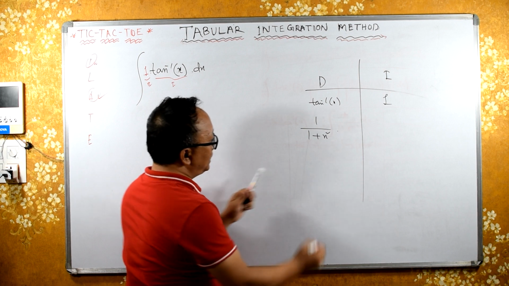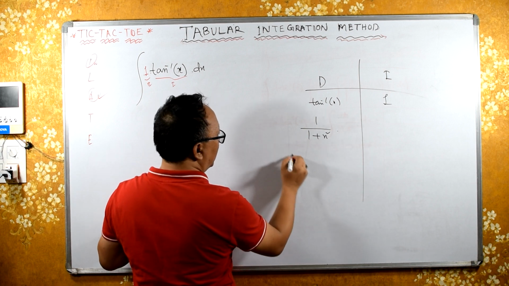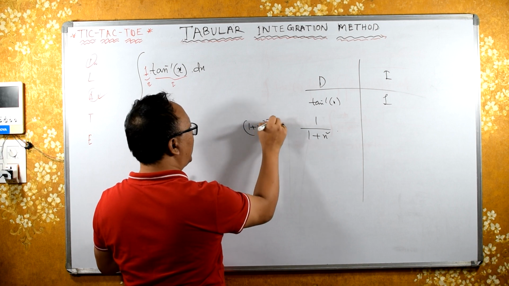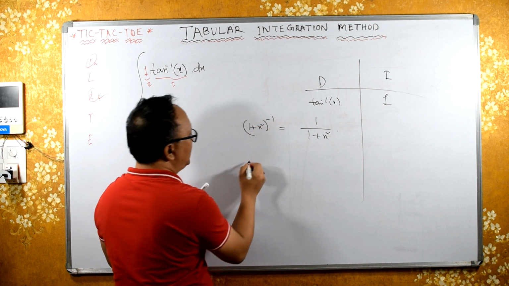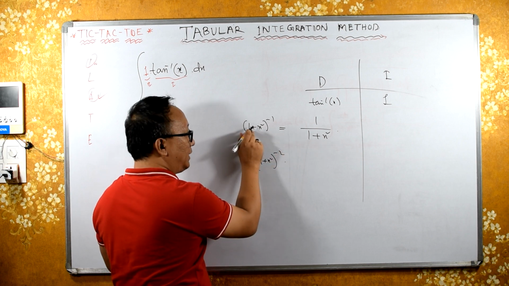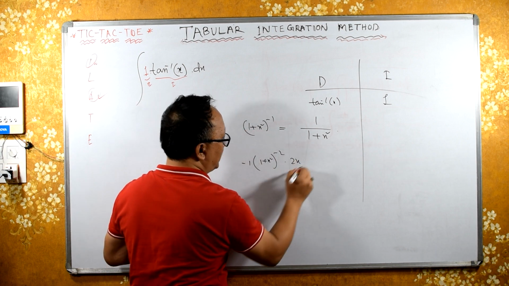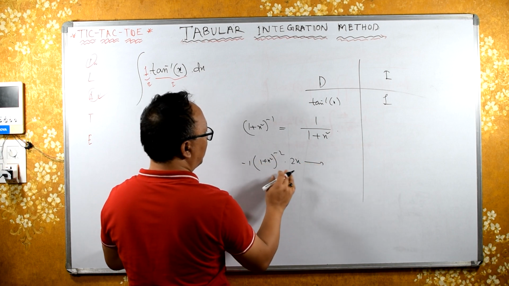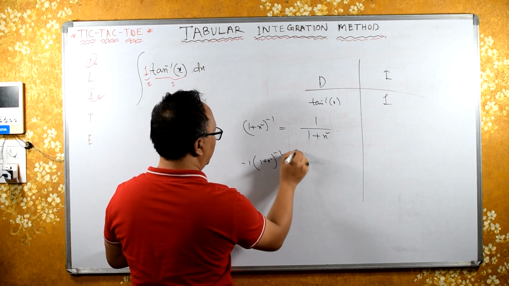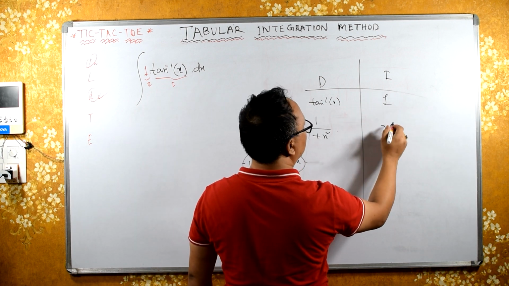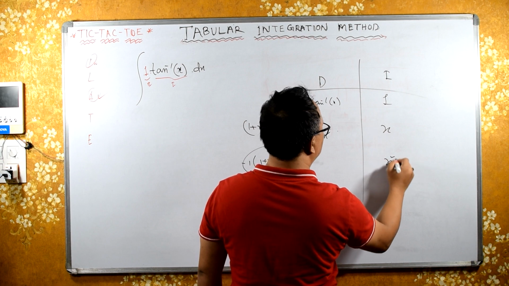Now differentiation of this is what we can say. Here this can be written as 1 plus x square raised to minus 1. Differentiation of this is what? Minus 1, 1 plus x square raised to minus 2 into d by dx of this, which is twice x. This is the differentiation of this. Now integration of x is what? We have x. Integration of x is x square upon 2.